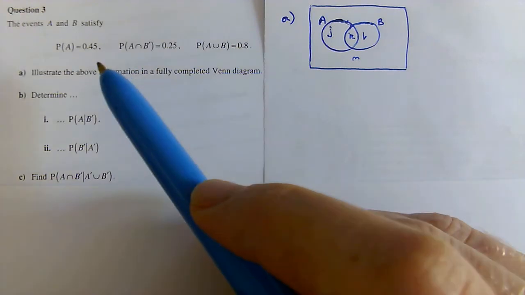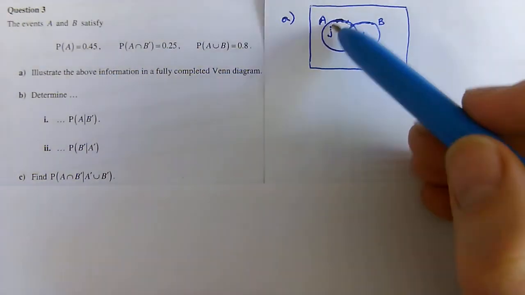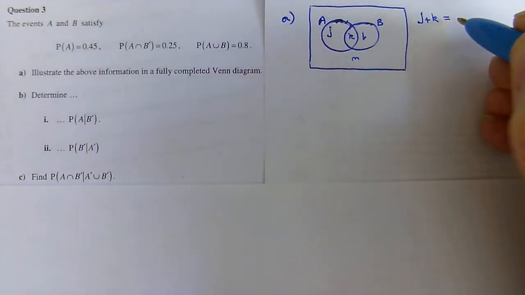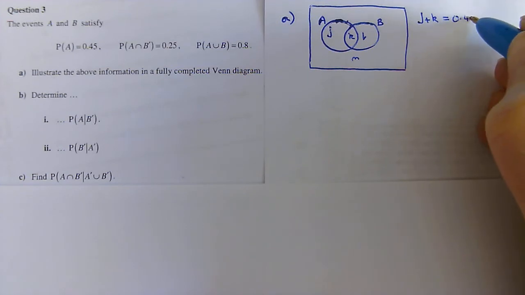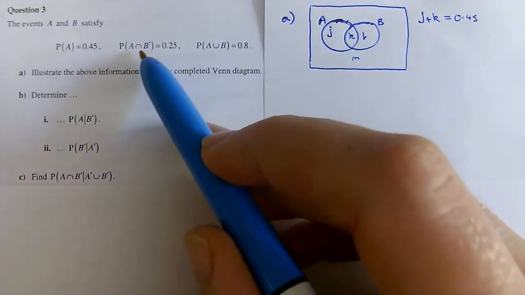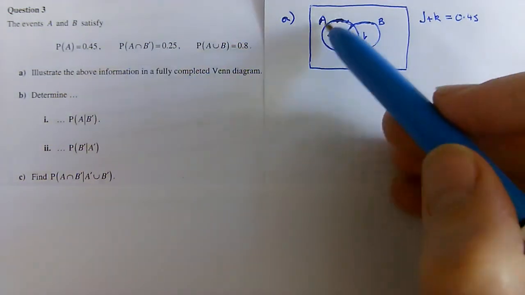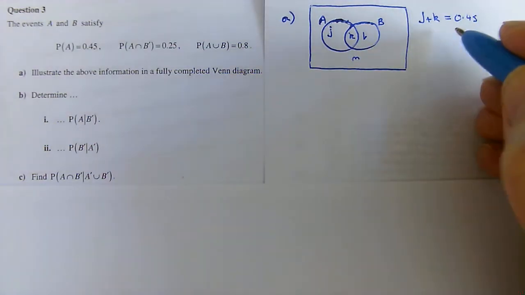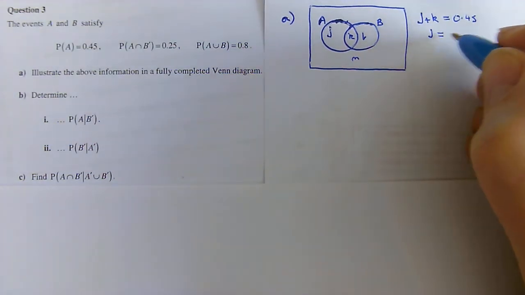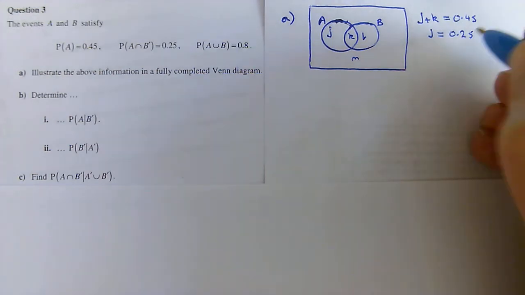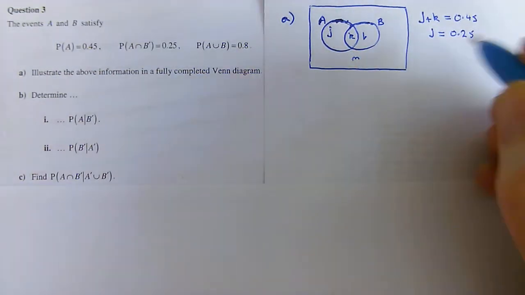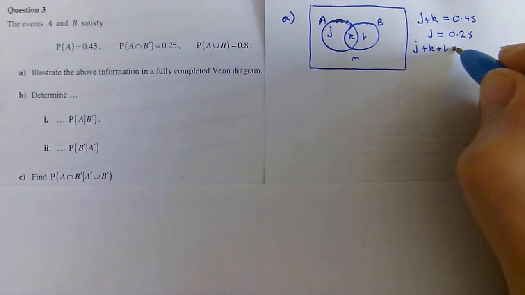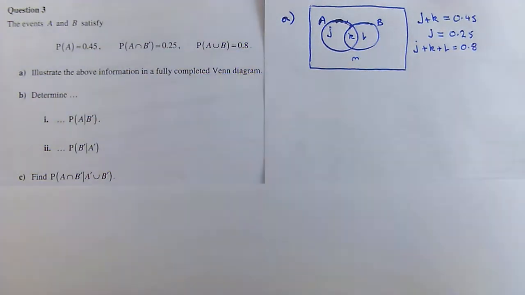Now I know that the probability of A is 0.45, so that's this entire circle here, so I can say J plus K equals 0.45. A intersection B dash, that means it is in A, so it is in this circle, but it's not in B, so it can't include K, so this is just J alone, is 0.25. And A union B, so it's either in A or B or both, J plus K plus L equals 0.8. So it's actually given us significantly easier information than it can do.